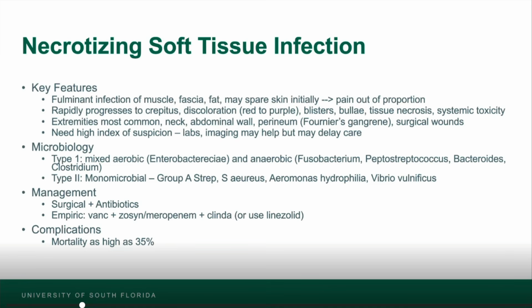Crepitus, discoloration, blisters, bullae, necrosis. They'll get septic, shocky. Most commonly on the extremities, but can happen at different areas. Fournier's gangrene is one we see a lot when it involves the perineum. Labs, there's the LRINEC score you can look at that can give an idea, but this is really a clinical diagnosis. So labs, imaging can help support, but you usually aren't wanting to wait on getting imaging.